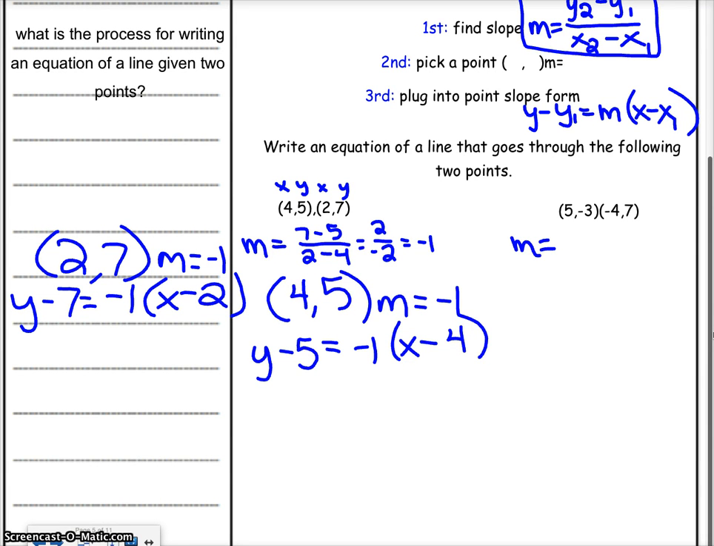Step 1, slope. Okay, y minus y over x minus x. 7 minus a negative 3 over negative 4 minus 5. 10 over negative 9. That's just the first step. Now pick a point. Which one you want, the first or second one? You want to do second? Okay.